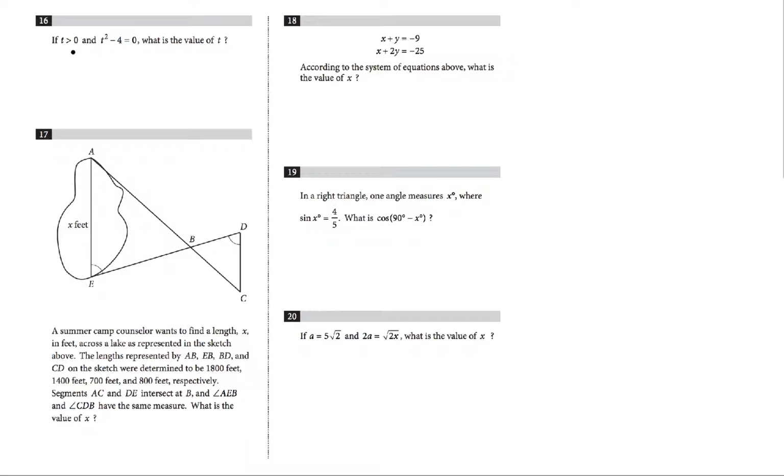So t is greater than 0. We'll see where that comes into play. What's the value of t? Well, you can put a 2 in there and square it and see that the answer is 2. Or you can actually factor it. There's a couple of different ways you can do this. You can do t minus 2, t plus 2 equals 0, and solve, set each factor equals 0, so you get t equals 2 and negative 2. T is greater than 0, so your answer is going to be 2.